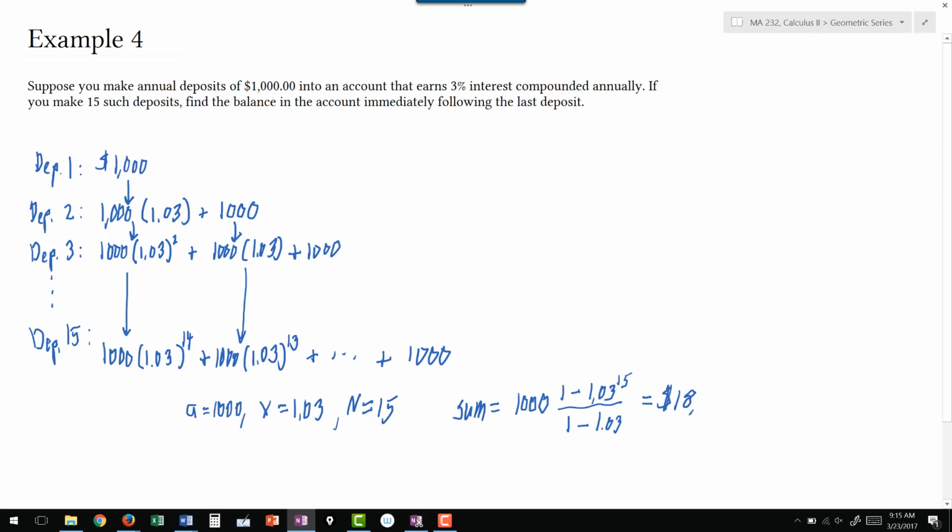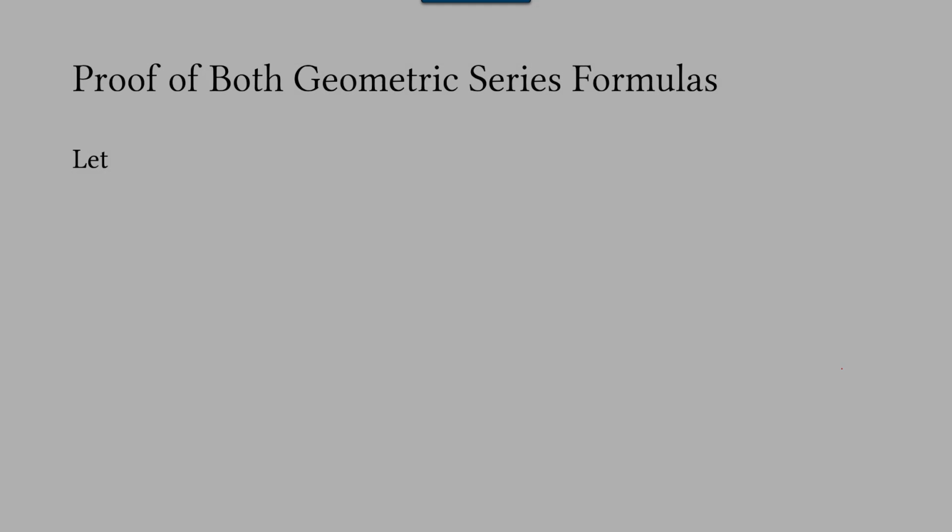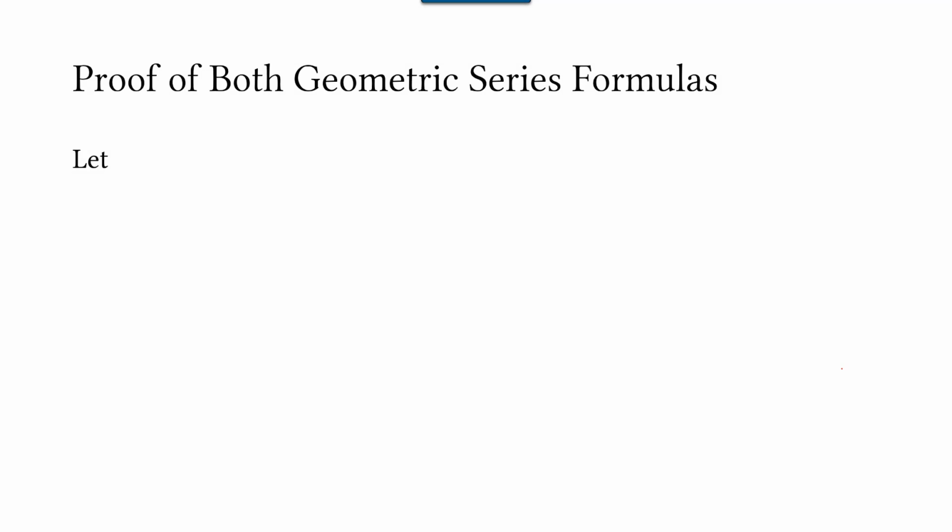So after 15 deposits, we would end up with a balance of $18,598.91. So we've made a total of $15,000 worth of deposits and earned about $3,600 of interest. So we'll conclude with at least an outline of the proof for the geometric series formulas. We're actually going to prove the infinite version, and along the way we kind of see the finite version appear.